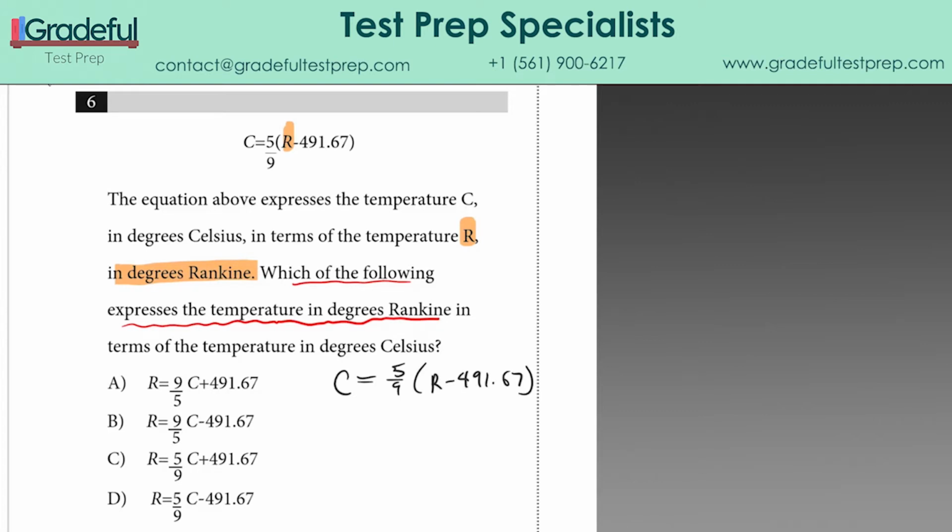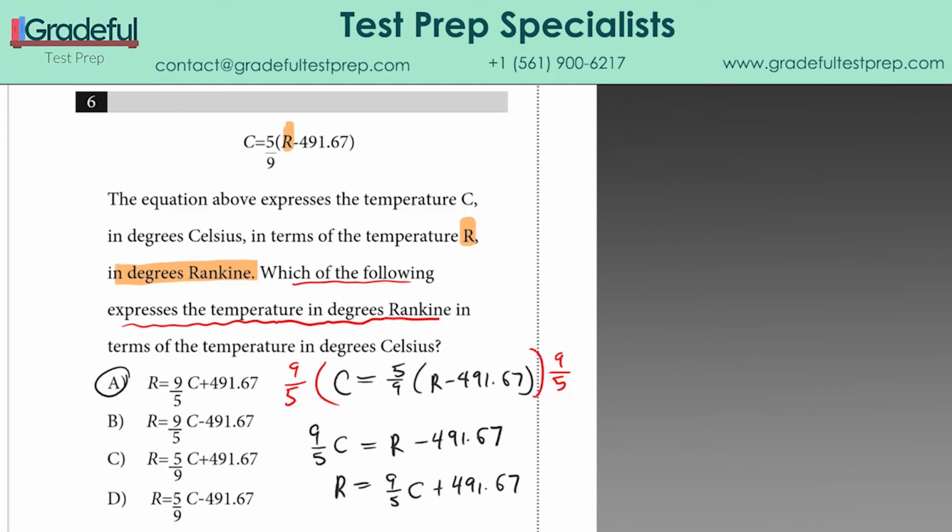To me, the quickest way to proceed here is to multiply by the opposite fraction. So 9/5 on both sides. And we'll get 9/5 C equals R minus 491.67. Now add the 491.67 to both sides and you get R equals the 9/5 C plus the 491.67, which is answer choice A for number 6.